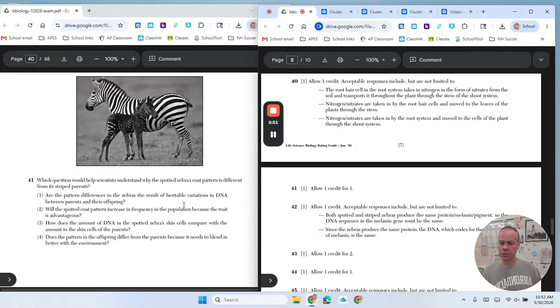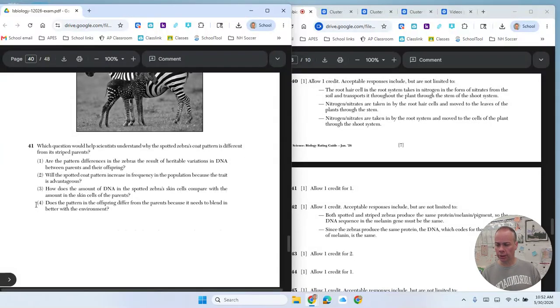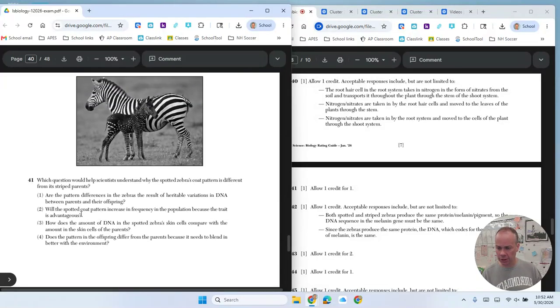Are the pattern differences in zebras the result of heritable variations in DNA between parents and offspring? I mean, that makes sense. That would be a question we could ask that would help us understand the inheritance of these patterns. So we'll keep that on hold, but let's read the other choices. 2, will the spotted coat pattern increase in frequency in the population because the trait is an advantage? This is more about the population as a whole. So this is focused more on evolution and not the inheritance of the patterns.